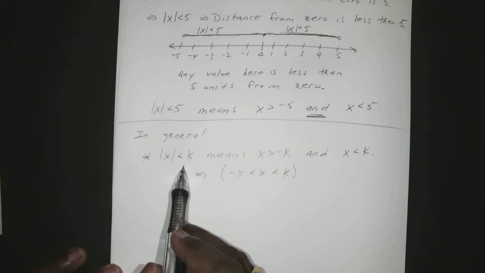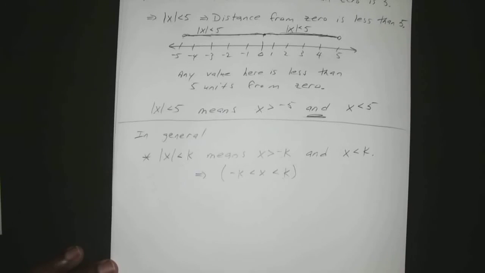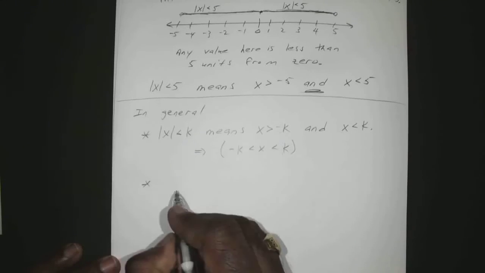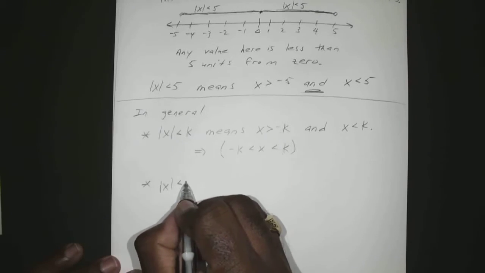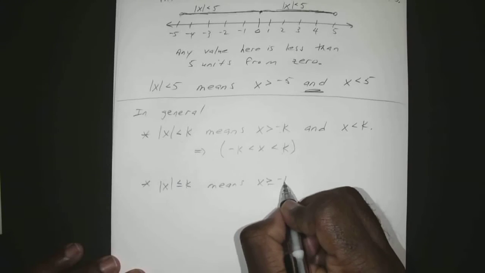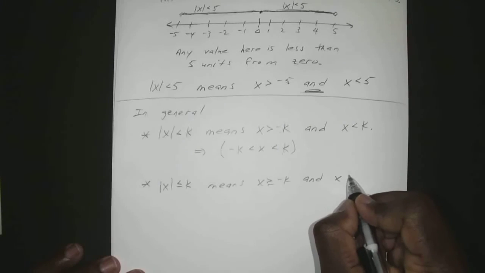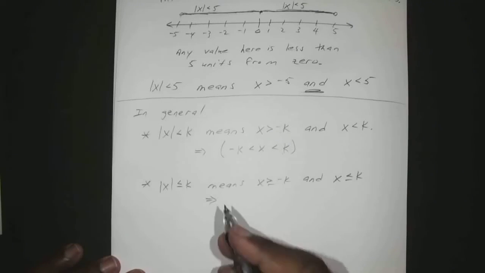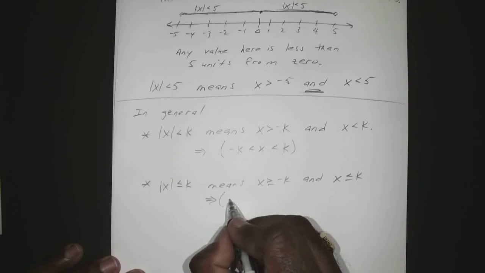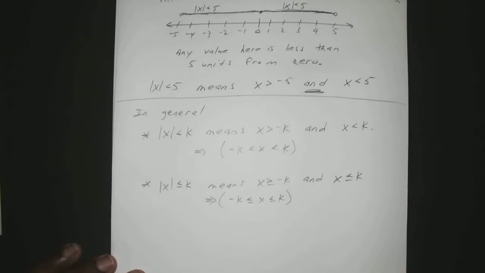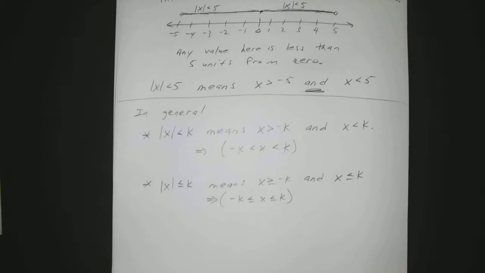All right, so I think it's just the exact same thing for less than or equal to. The only difference is you just have an equal sign underneath it. So absolute value of x is less than or equal to k means that x is greater than or equal to negative k, and x is less than or equal to positive k. Or if you wanted to write it as a compound inequality, x is between negative k and k. So you have negative k is less than or equal to x less than or equal to k. So really those are the same, so you only have to remember one of them. You don't have to remember both.